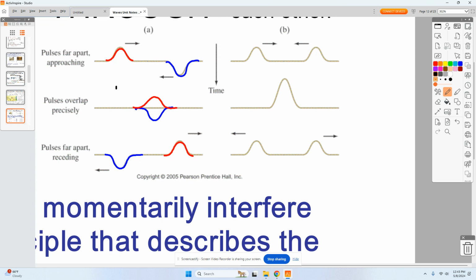If you hadn't heard of that before, and most kids had not, that'd be a good term to put down. Destructive interference: a cancellation, momentarily.